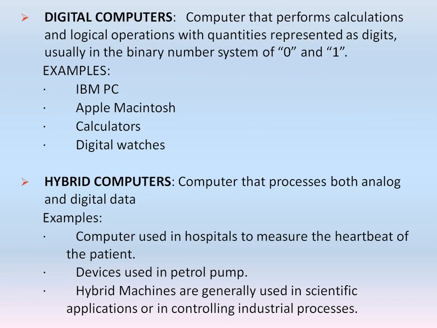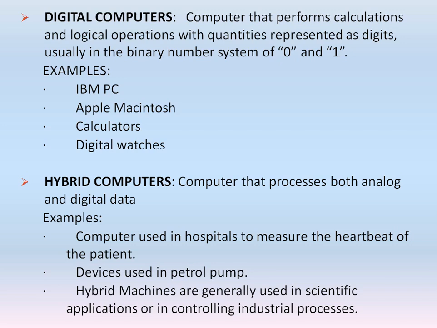Next is the digital computers. The computer that performs calculations and logical operations with quantities represented as digits, usually in the binary number system, which we'll see in the next video. It uses the digits 0 and 1, that is the machine language. The examples are IBM PC, Apple Macintosh, calculators, digital watches.